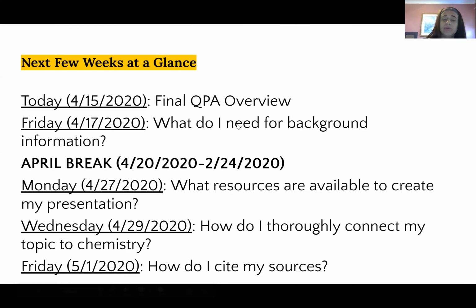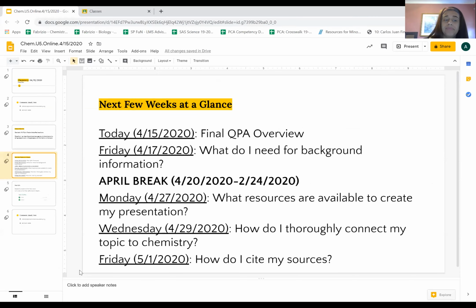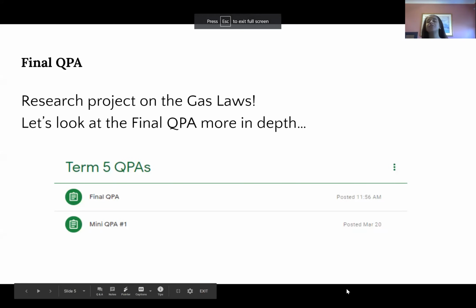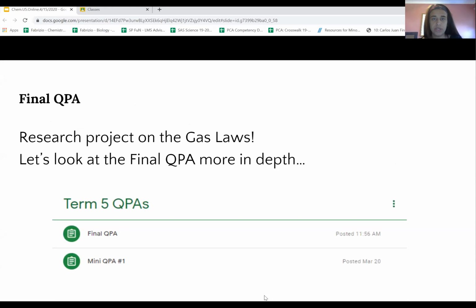Today we're going to be working on our final QPA overview. Friday, we're going to talk about what you need for background information on your QPA. Also, just note that we have April break, and then Monday, Wednesday, Friday, we have different things that we're going to be discussing. The final QPA is a research project on the gas laws, as I talked about on Monday. So let's look at the final QPA in more depth.